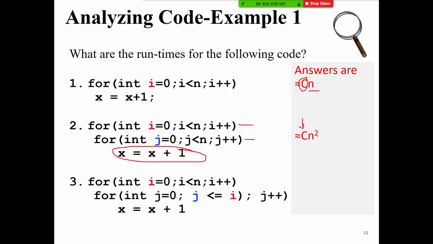times n squared. So that is the function of n, because you have two nested for loops. The outer for loop will execute for n, the inner for loop will execute up to n, and this statement will be executed, that means n squared.